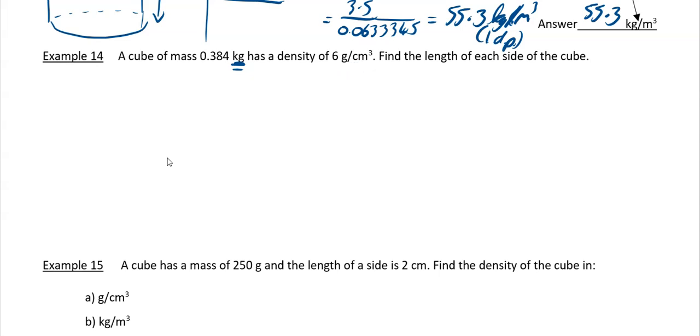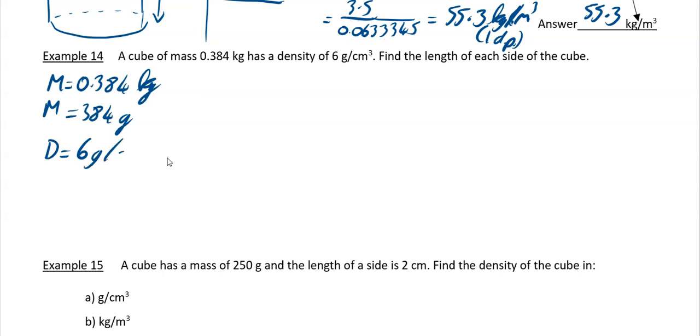So the first thing I'm going to do is change my mass into grams. So my mass is equal to 0.384 kilograms. Let's convert that. That's going to be 384 grams. And that's what we'll be using. I'll write down what we've got. My density is 6 grams per centimeter cubed. And then what we want to do is find the volume.